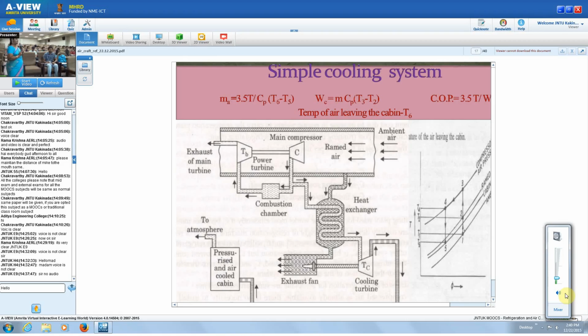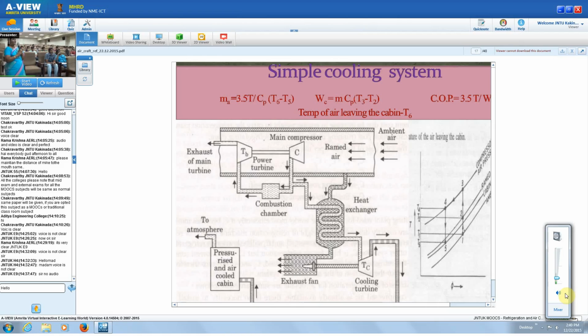In the simple cooling system, you can see the flow diagram, consisting of a compressor, combustion chamber, then a turbine. That is mainly for running the engine of the aircraft. Whatever the diagram below shows is the refrigeration system required for the aircraft.